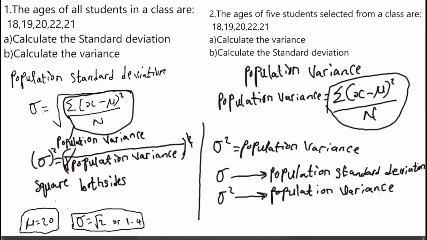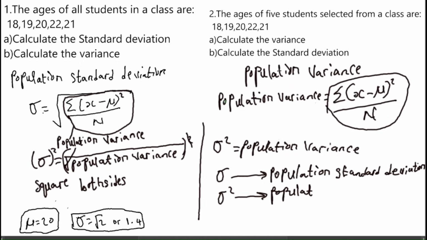So when you're calculating for standard deviation and you already have the variance, just take the square root of the variance to get your standard deviation. Also, when you're calculating for variance and you already have your standard deviation, just take the square of your standard deviation to get your variance.